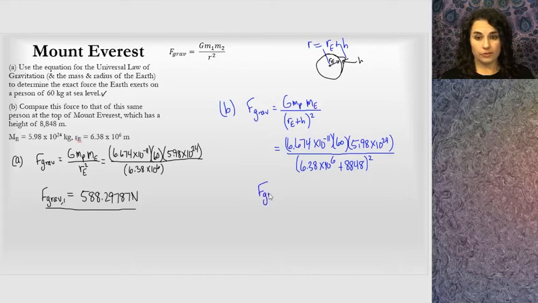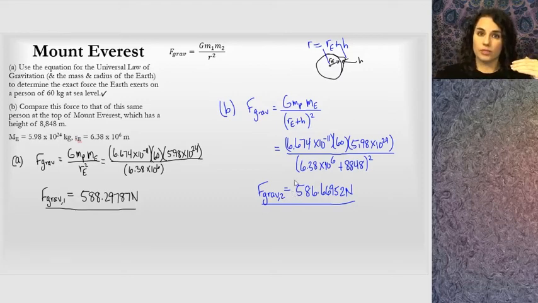You get a different force, right? This denominator is different, so we should get a different force. And because the denominator is bigger, we should get a smaller force. So when you run this through your calculator, you get 586.66952 newtons. And we're seeing that the force of gravity on top of a mountain is less than at sea level. And that's because we're farther away from the center of the Earth.